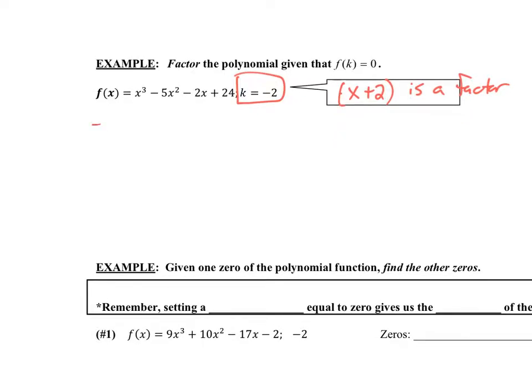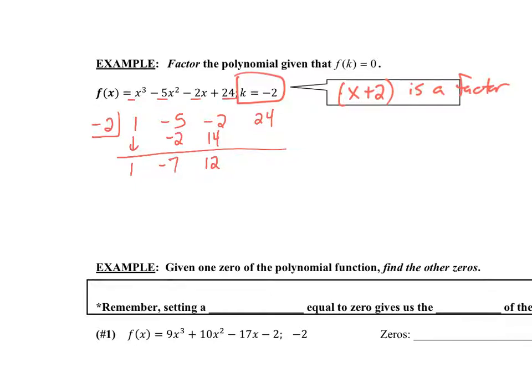So if we do synthetic division with negative 2, list your coefficients. 1, negative 5, negative 2, 24. Bring down your 1. Negative 2 times 1 is negative 2. If you add them up, we get negative 7. Negative 2 times negative 7 is positive 14. If you add those up, you get positive 12.